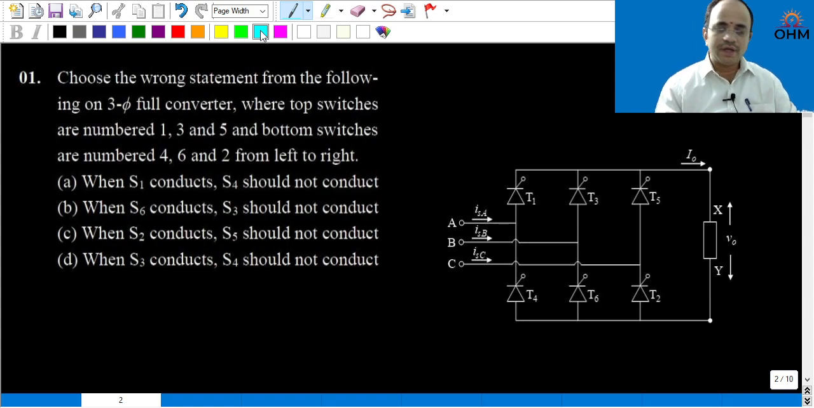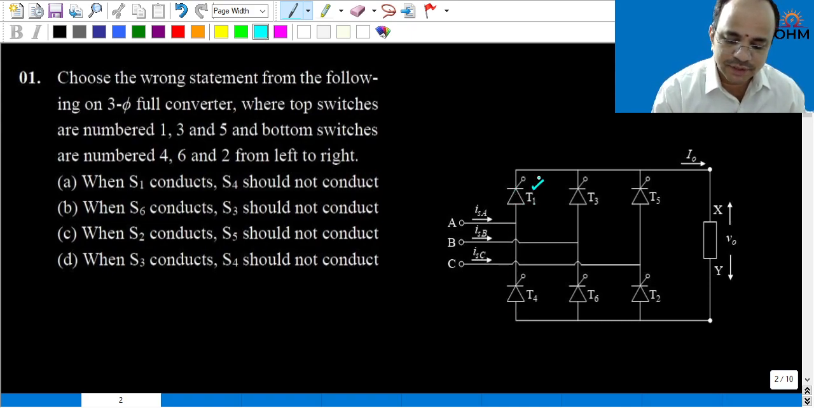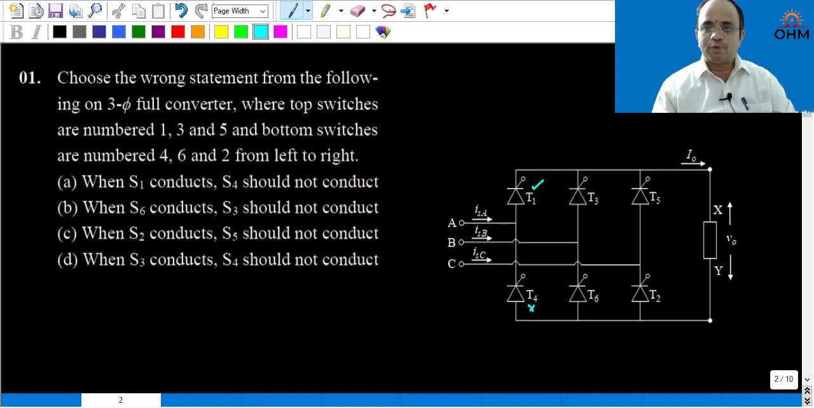Before looking into the statements, the basic idea is, in any vertical switch, for example if T1 is on, T4 should not conduct. Suppose both the switches conduct simultaneously, then what happens? It will short circuit. Of course in rectifier circuits there is no problem because the load will have high inductance, therefore it will create freewheeling action.